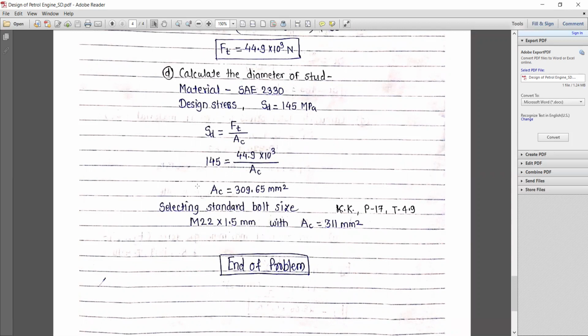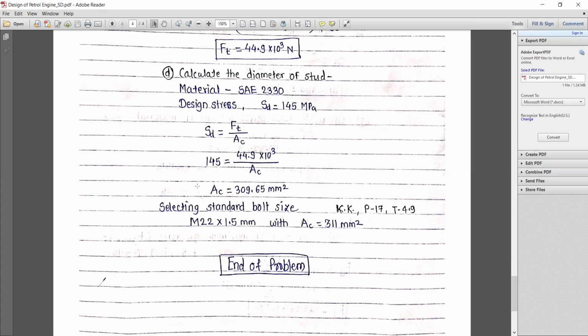The design stress of that material available, SD, is equal to 145 megapascal. So SD is equal to FT divided by AC, that is the core area of the stud. So 145 is equal to 44.9 into 10 raised to 3 divided by AC. AC is equal to 309.65 mm square. That is the area we have calculated.